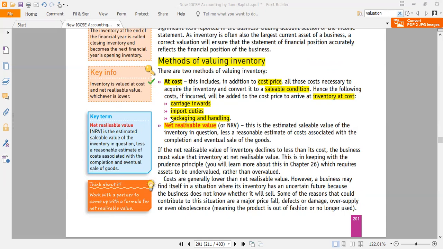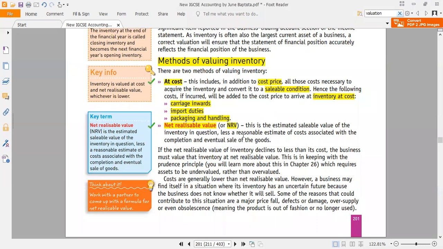This is the one method, and another method is this one. That is net realizable value. And what is net realizable value? Sometimes they write it NRV. Okay, that is net realizable value. This is the estimated saleable value of the inventory in question, less a reasonable estimate of cost associated with the completion and eventual sale of the goods.